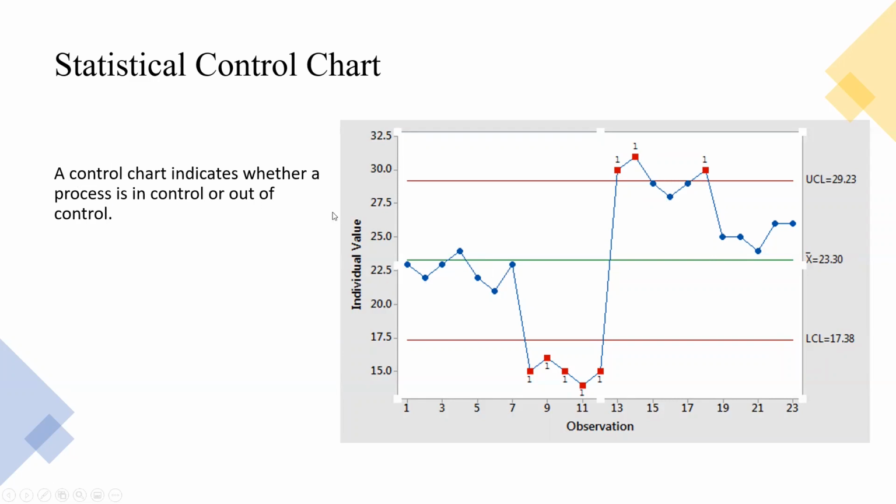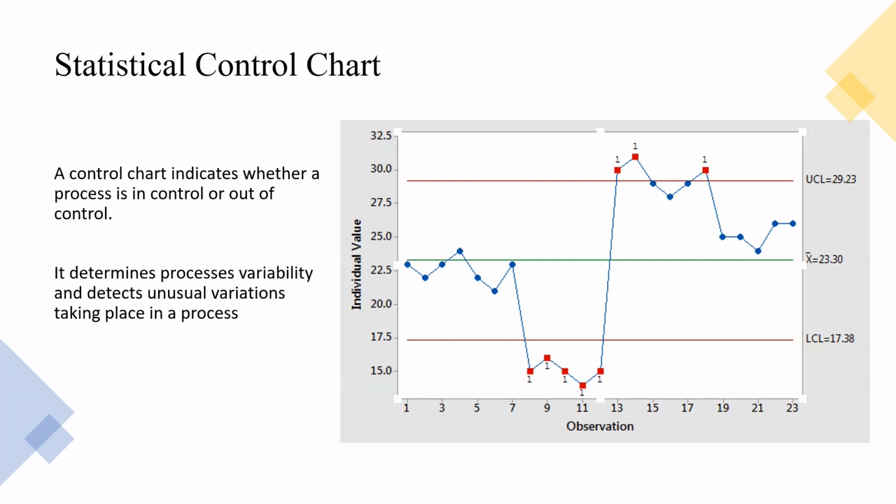So this is statistical control analysis, and the statistical control chart is a lot more than what we have just seen, but I think this should be a brief overview. A control chart indicates whether a process is in control or not. They monitor the manufacturing process, or wherever it is applicable, using a control chart. It determines the process variability and detects the unusual variations taking place in the process. All the points in red are noted as unusual variations, the variations that are not desired.